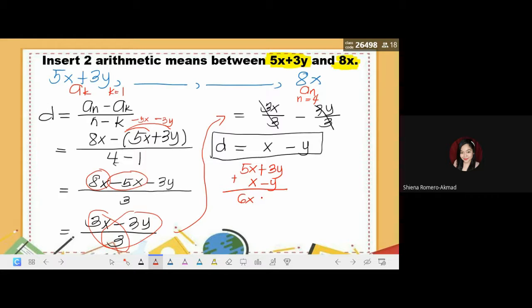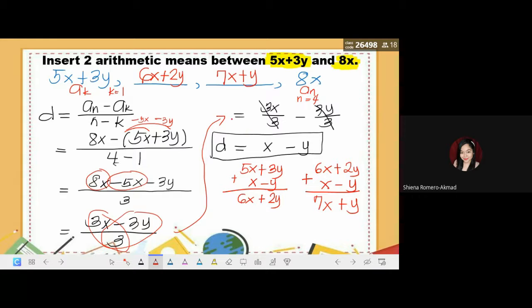3 minus 1, that is the positive 2. So, 3 minus 1 is 2, so we have 2y. So, anong answer natin dito? We have 6x plus 2y. Next, si 6x plus 2y, add ka ulit dyan ng difference, which is x minus y. So, we'll add 6x plus x, we have 7x. 2 minus 1 is 1, so we have 1y or simply y. So, we have 7x plus y.